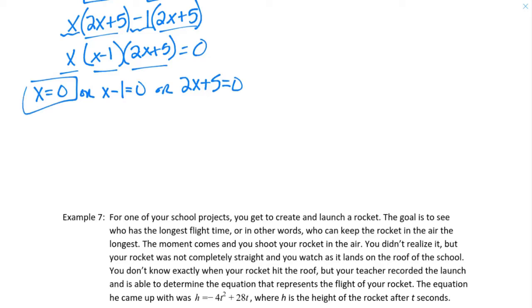Well, this first one's already solved. Second one we can solve fairly simply by just adding 1 to both sides. And then the third one, going to take 2 steps, but with our equation skills, not going to be too challenging there.